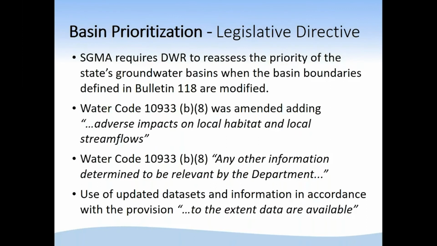So the legislative direction under SGMA is articulated here. One, SGMA requires that we reassess the priority of the state's groundwater basins when basin boundaries defined in Bulletin 118 have been modified. In addition, the Water Code 10933 was amended with SGMA to include adverse impacts on local habitat and stream flow. Third bullet indicates part of that Water Code section that describes that the department can look at other information determined relevant when completing basin prioritization.